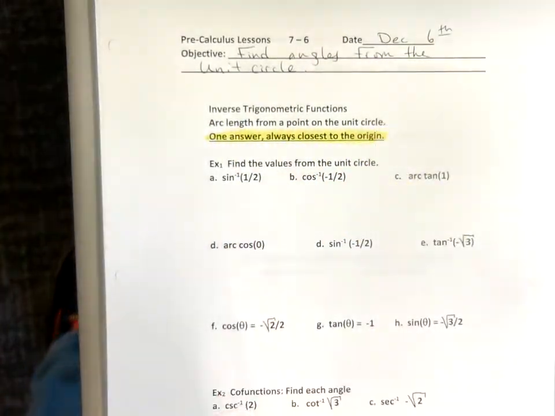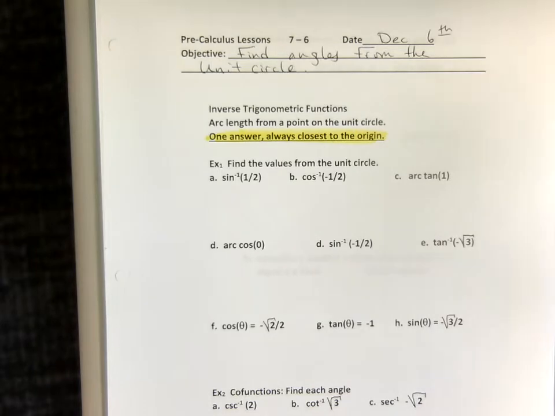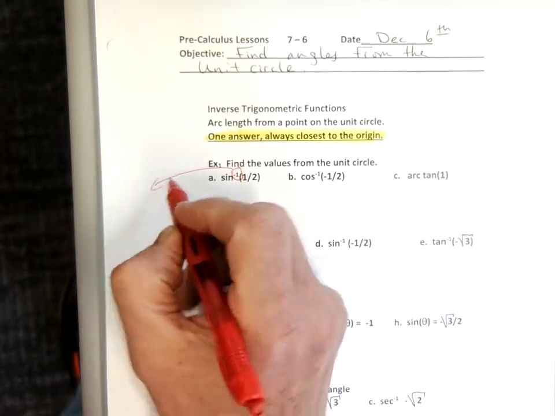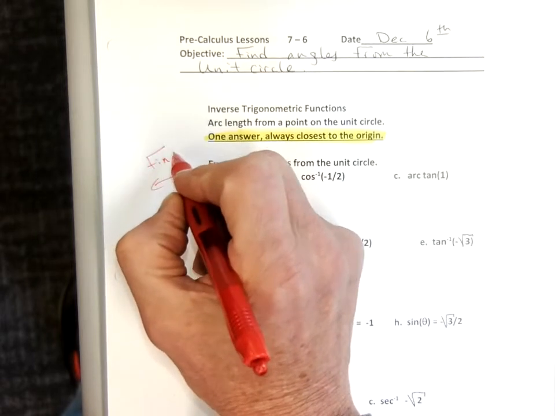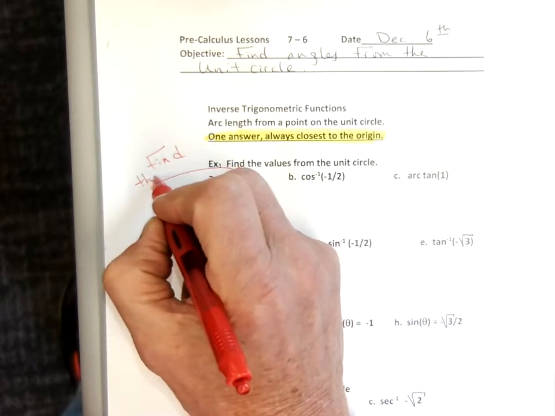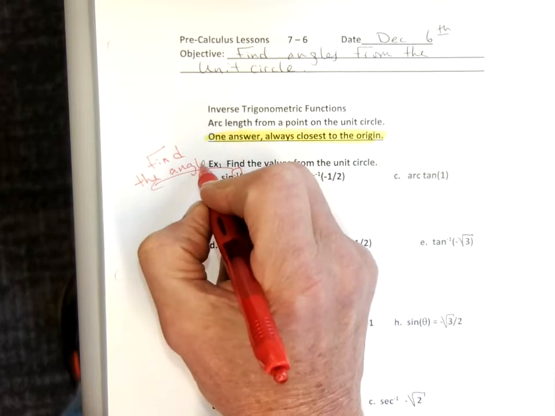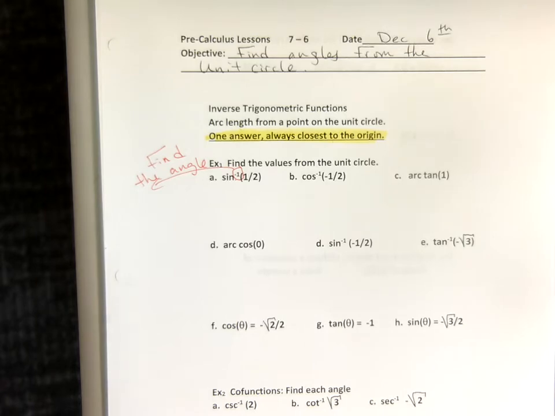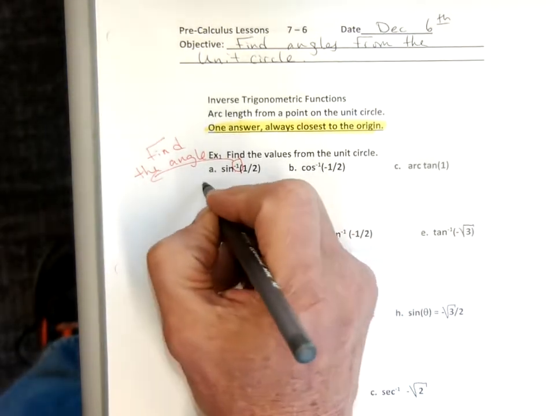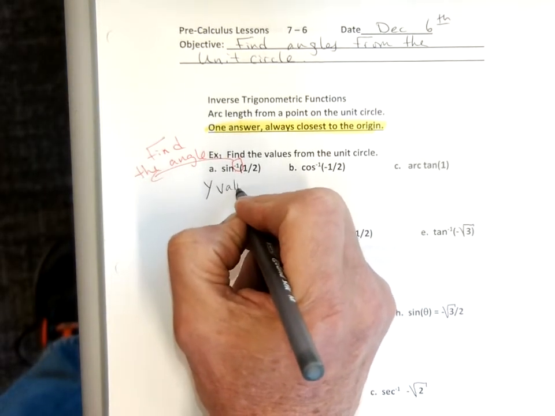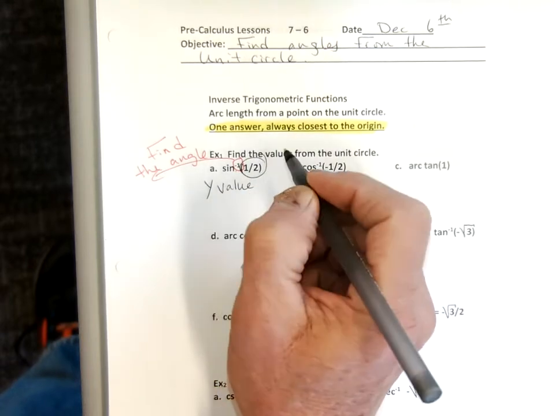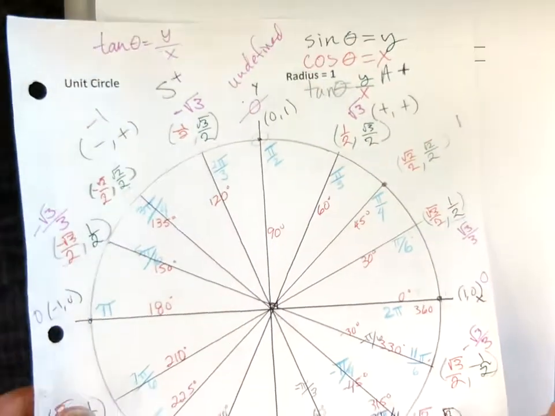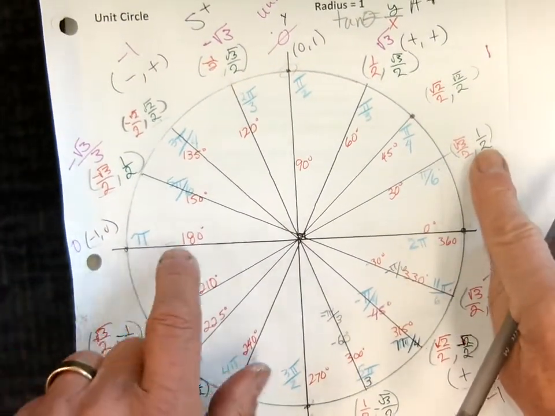All right, so example 1, sine inverse. When you see that symbol, it means find the angle. And you know that from your calculator. So find the angle. When you see that symbol, sine inverse, it's saying the inverse operation. So let's find a y value of 1/2. And it occurs twice on the unit circle. It really does. 1/2 for y value happens here.